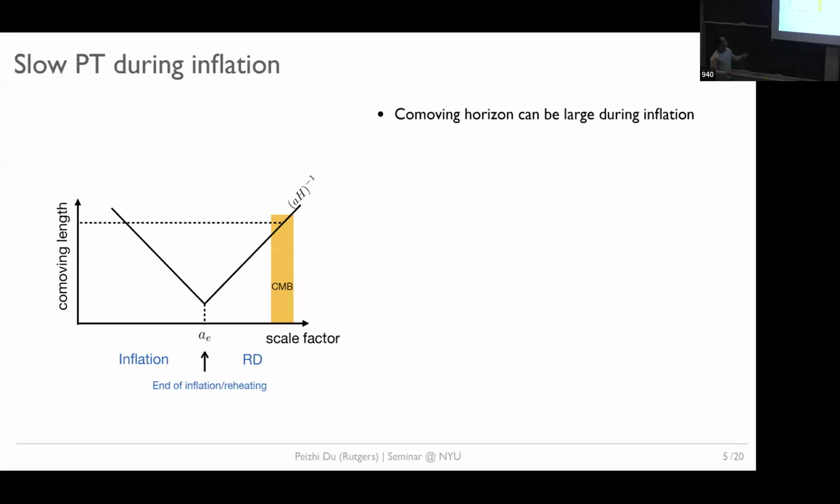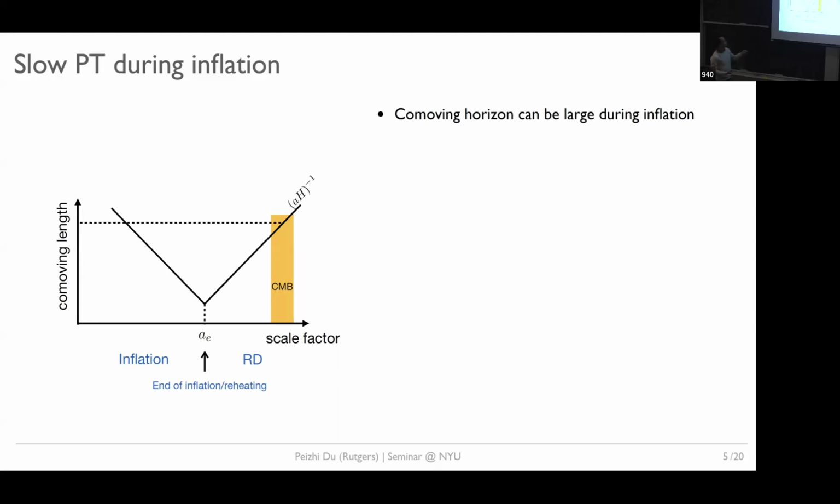So we see that there's another place where the comoving horizon length can be as large as the CMB size in the early universe. That is during inflation. Because you can draw this dashed line, and there's another time we cross it, during inflation. Because during inflation, if you trace back in time, the comoving horizon grows.